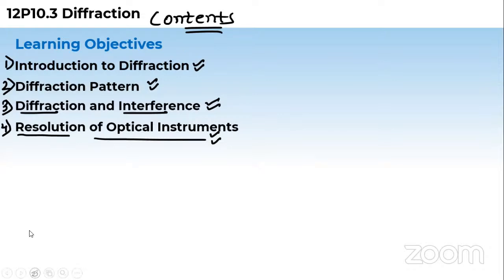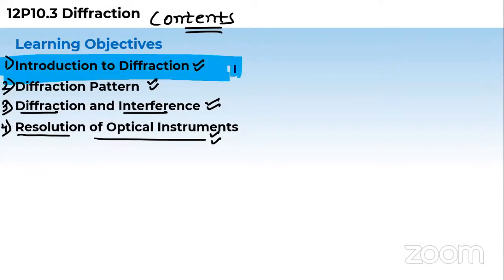What is the first point? Any one of you? First is the introduction to diffraction. This will start now. So please note all these contents in your notebook so that we can start.